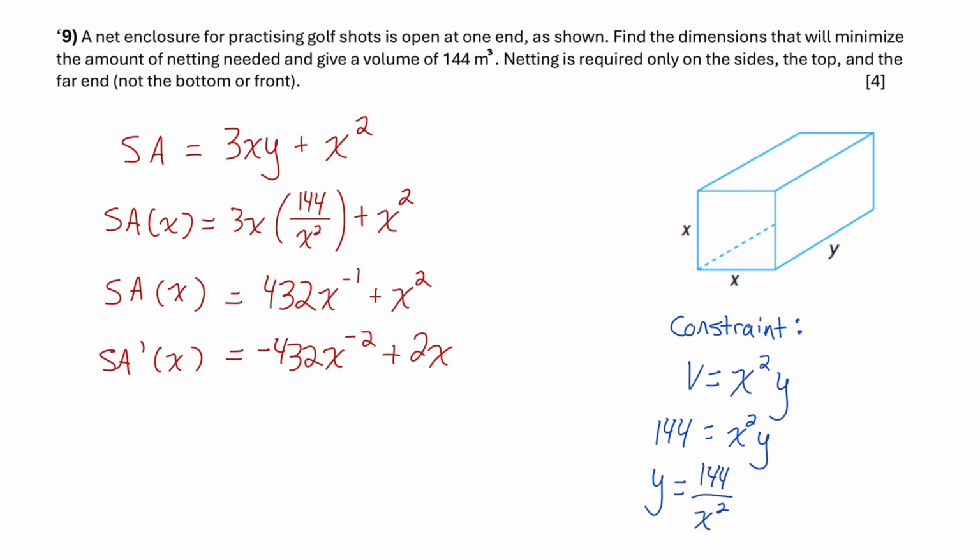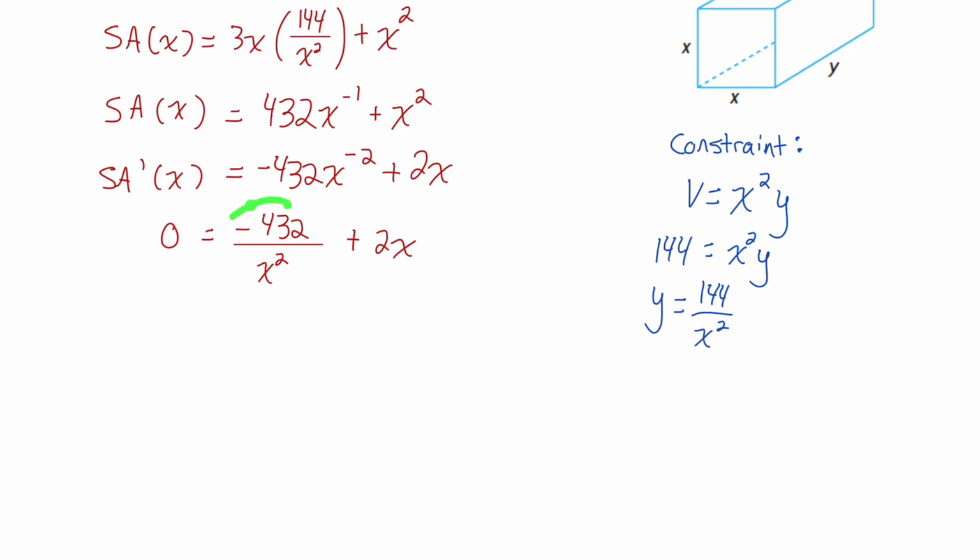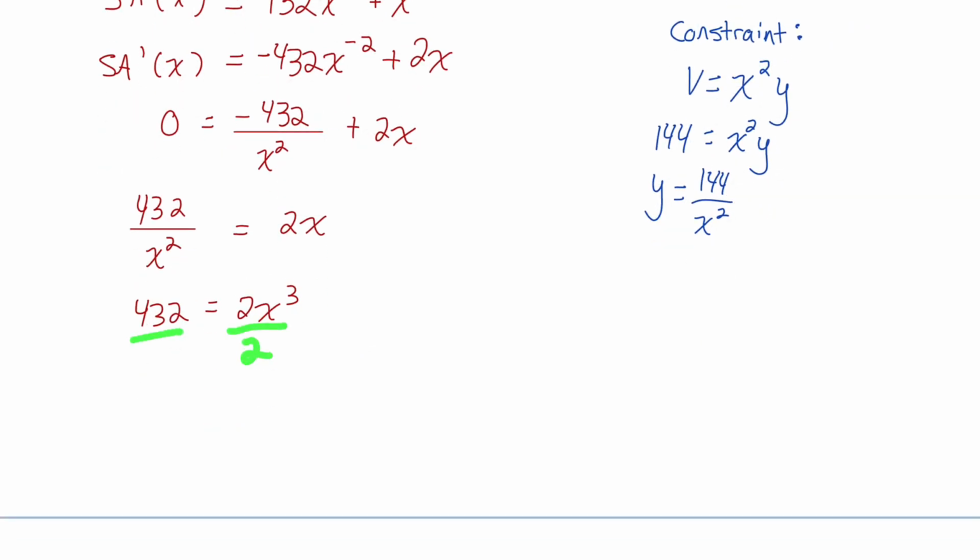And now I want to find the critical numbers of this, so I'm going to set it equal to 0 and solve. I started by taking this power of x and moving it down to the denominator to make the exponent positive. That might make the solving a bit easier. I'll now take this term, move it to the other side, making it positive. Then I'll multiply this x squared to the other side. 2x times x squared would be 2x cubed. I'll now divide the 2 to the other side, giving me x cubed is equal to 216. And then to isolate the x, I'll raise both sides to the power of 1/3, giving me x equal to 6.